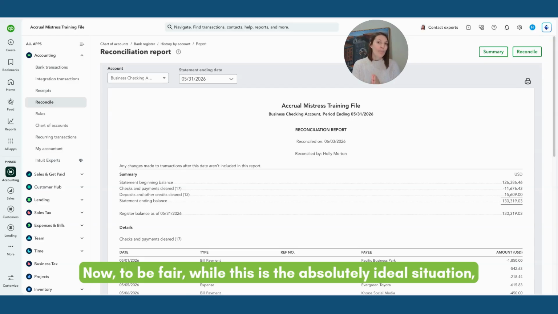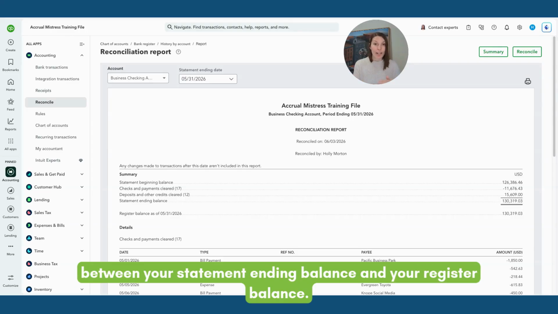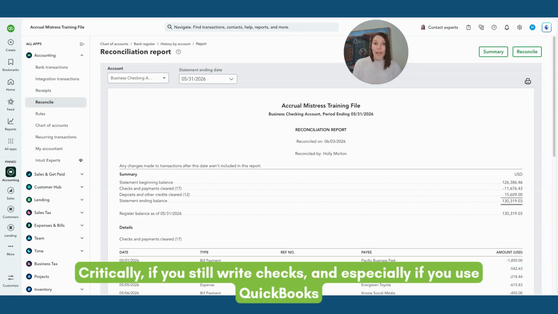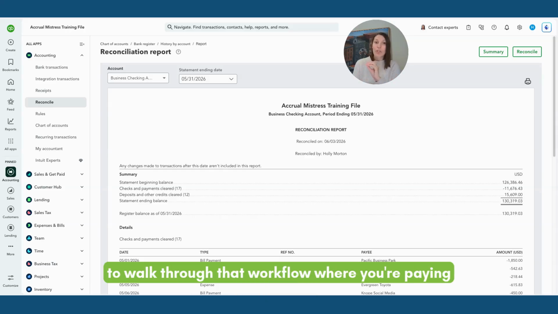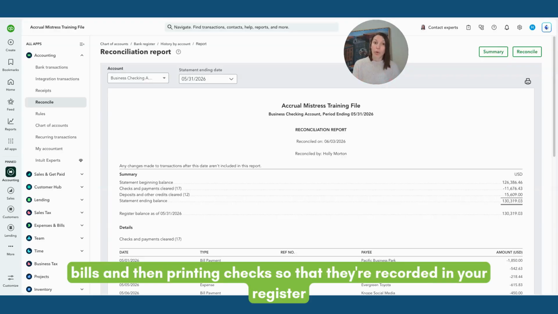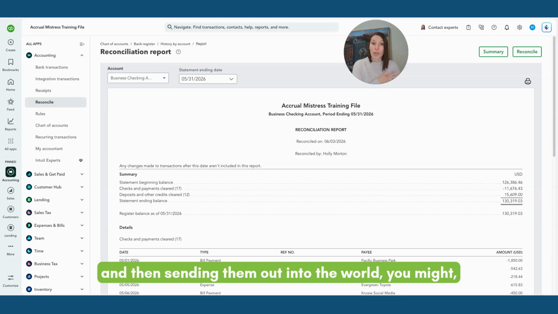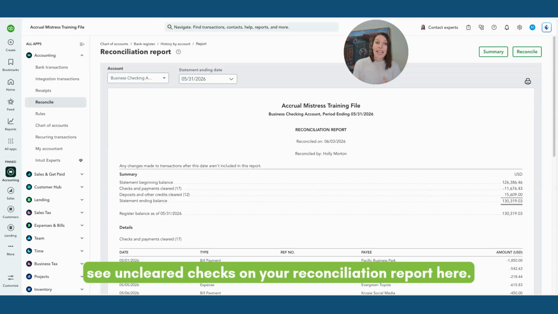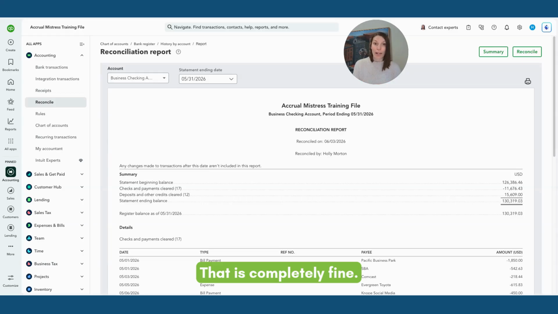Now, to be fair, while this is the absolutely ideal situation, there are some instances where you might see a difference between your statement ending balance and your register balance. Critically, if you still write checks, and especially if you use QuickBooks to walk through that workflow where you're paying bills and then printing checks so that they're recorded in your register and then sending them out into the world, you might, if you send a check out towards the end of the month, see uncleared checks on your reconciliation report here. That is completely fine, okay?